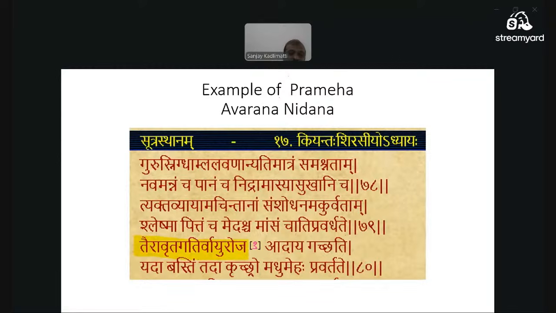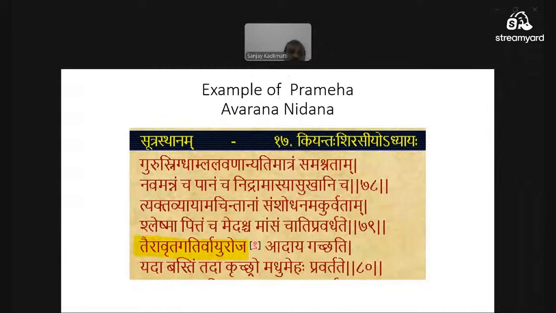Shodhanam akurvatam, shleshma pittam cha medas cha mamsam cha ati pravardate. By all these Nidanas, there will be Ati Pravardhana of Kapha, Meda, Mamsa and Pitta. See the yellow color marking. Taihi avritagatir vayu ojo adaya gacchati. Clear-cut Avarana in type 2 diabetes. Sthula Prameha, Santarpanajanya Prameha, not Krisha Prameha. In Krisha Prameha, the Nidanas are Dhatukshayakaraka, whereas in Sthula Prameha, the Nidanas are Avritagati.